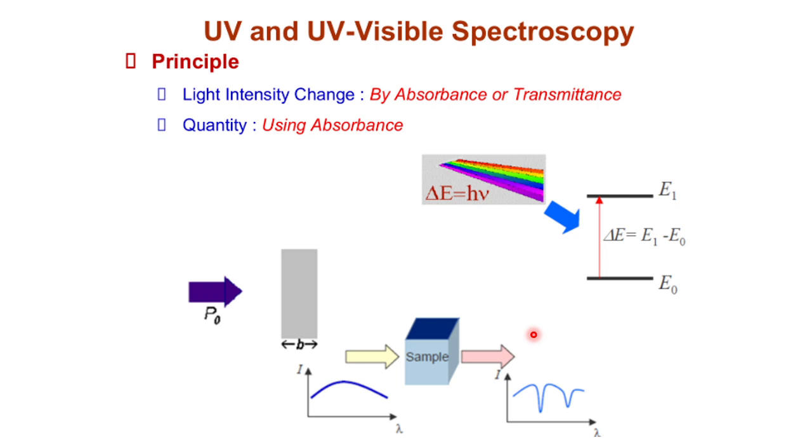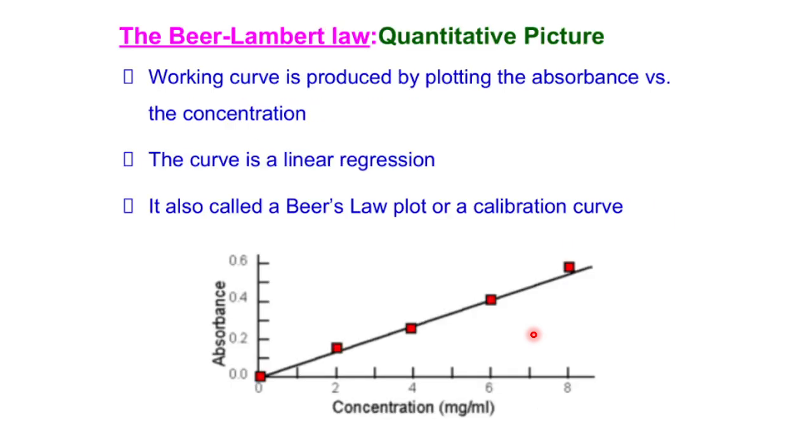This is the basic fundamental thing. Now, the law behind UV is the Beer-Lambert law. One parameter is the concentration of your sample, and another is the path length, that is, the width of your cuvette, and based on that you will plot absorption versus concentration.